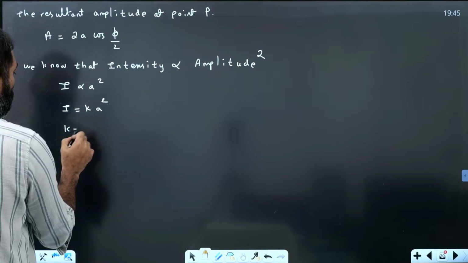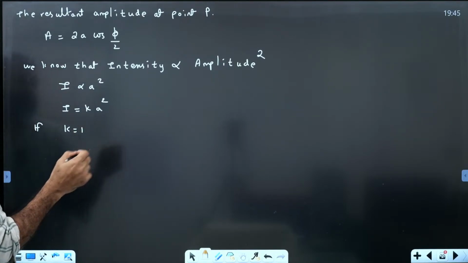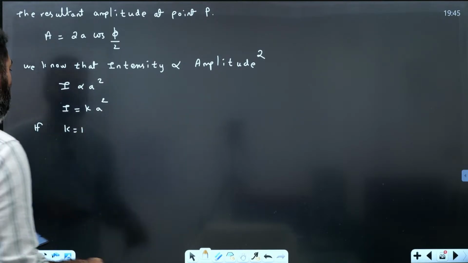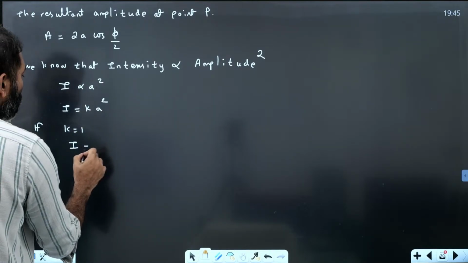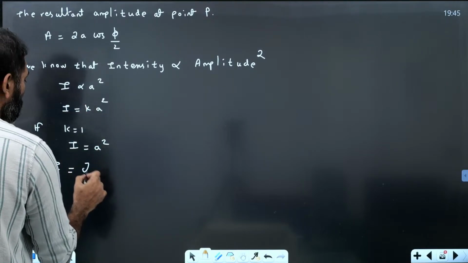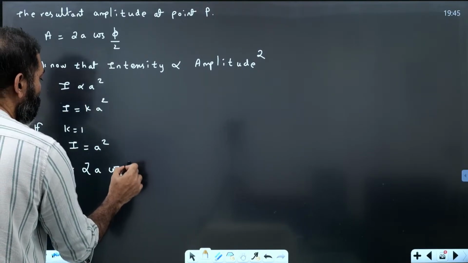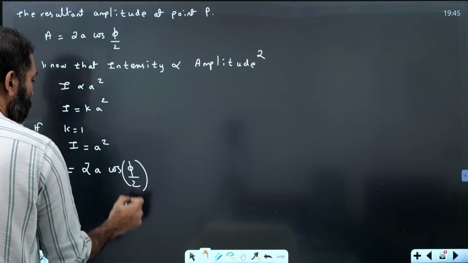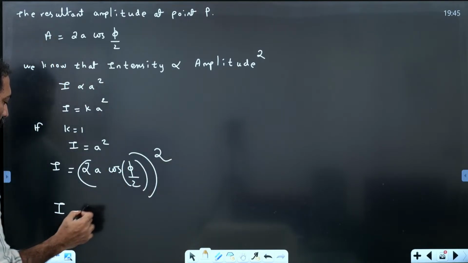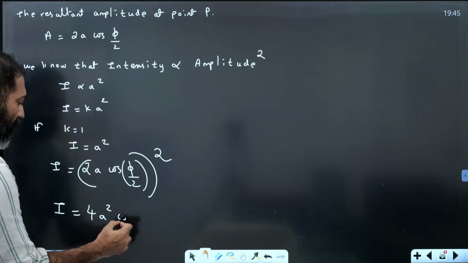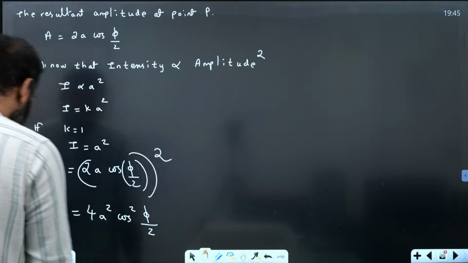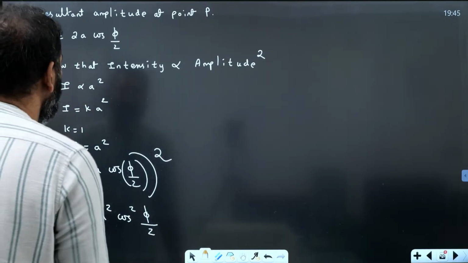If K equal to 1, like in Newton's second law, F equal to K m a, but we used to write K equal to 1, F equal to m a. If K equal to 1, we can write I equal to A square. So I is equal to, what is A? 2A cos phi by 2 the whole square. So I is equal to 4A square cos square phi by 2.